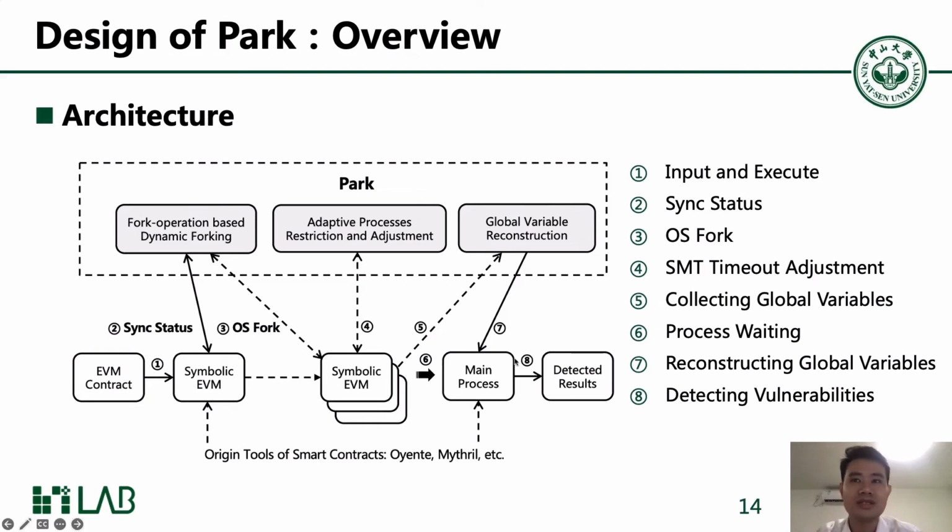The process waiting means that once the main process finishes its work before the others, it will wait for the other child processes to finish. After that, it will reconstruct the global variables, and finally, it can detect the vulnerabilities and report them to the file in its original way.